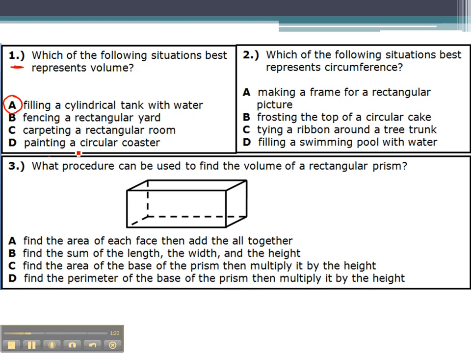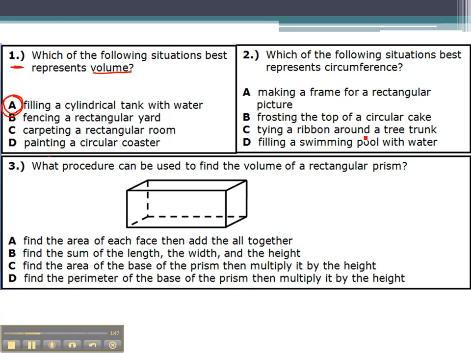And then painting a circular coaster. If you were to cover a circle with paint, again, you'd be talking about area, in this case area of that circle. So definitely the one of those answer choices that represents volume would be A, filling a cylindrical tank with water. And remember, when we did the demonstration with the Pringles can, we were seeing how many of those centimeter cubes would fill that can, and that's the same as answer choice A.